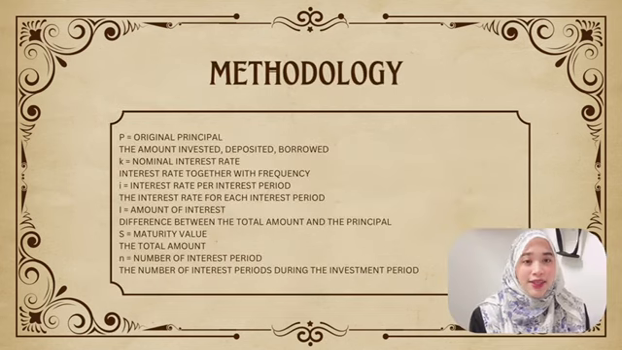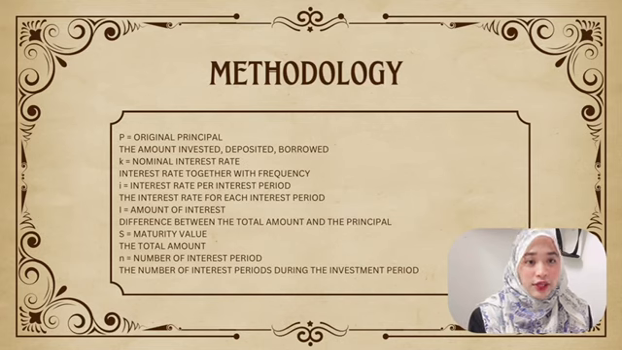Here I'm going to explain some key terms that we must identify before solving the questions. P, the original principal. This is the starting amount of invested money. K is the nominal interest rate. Lowercase i is the interest rate per interest period. This is the specific interest rate applied for each time period like monthly or yearly. Capital I is the amount of interest. S is the maturity value. This is the final total amount including both the principal and interest. Lowercase n is the number of interest periods. This is how many times the interest is applied during the entire investment or loan period. These terms are essential for understanding how investments or loans grow over time.